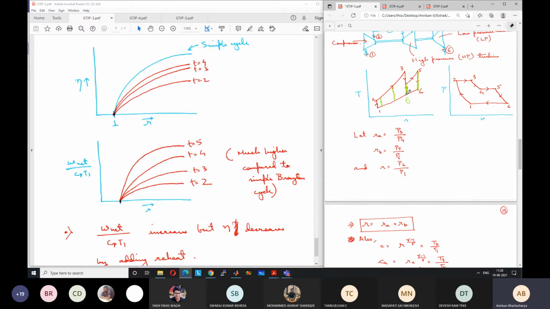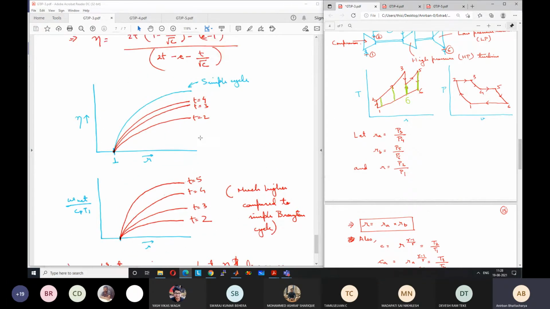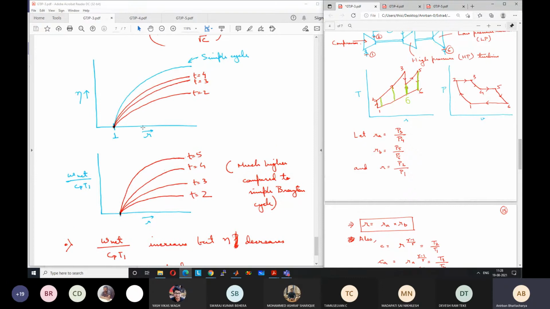So both are at the same pressure. This point is at the same pressure as this point and this is at the same pressure as this point. But because the constant pressure lines are diverging, we get higher work output. Okay. So the efficiency looks like this. The efficiency with R. For the simple Brayton cycle, the efficiency is given here by this blue color line. And then if you have a reheat cycle, Brayton cycle with reheat, for a small temperature ratio T equal to 2, it will be much lower.